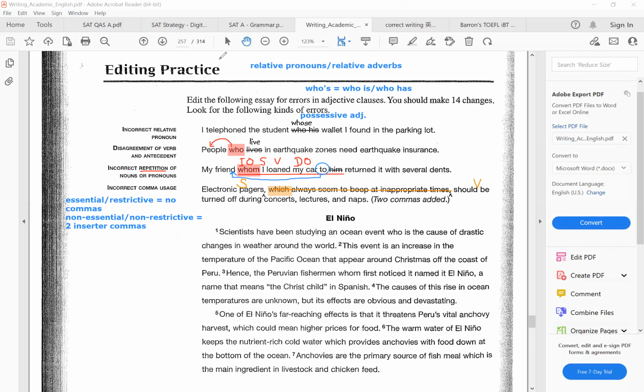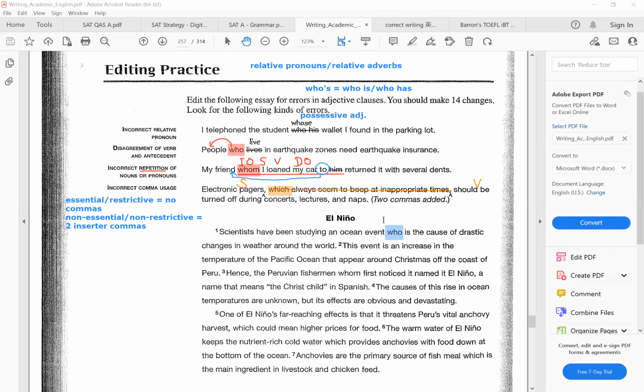All right, so we are going to start with this El Nino passage. El Nino in Spanish, all right? So scientists have been studying an ocean event. Right away, I see a mistake. Why is that? When you're modifying ocean event, which is a thing, can you use who? No, you can't. That's for people.